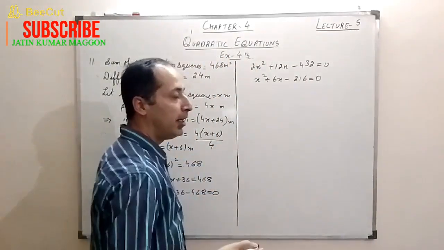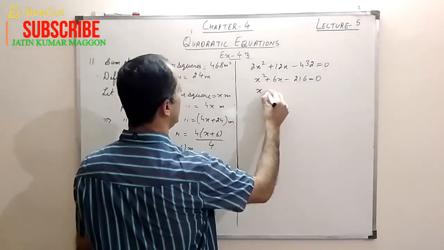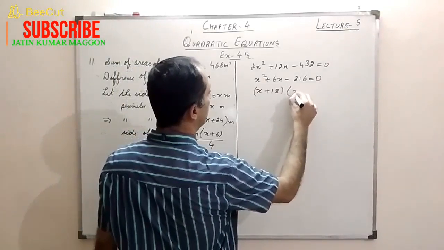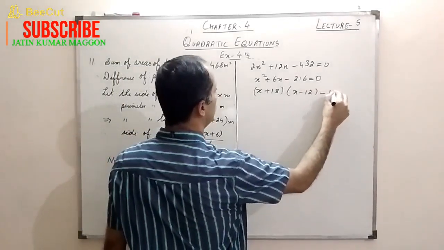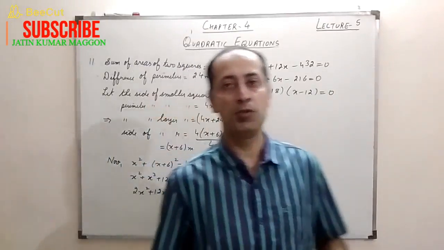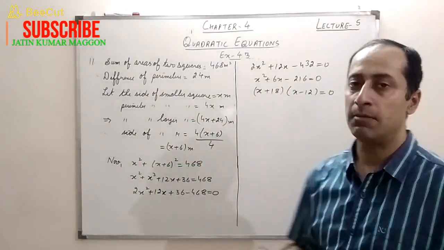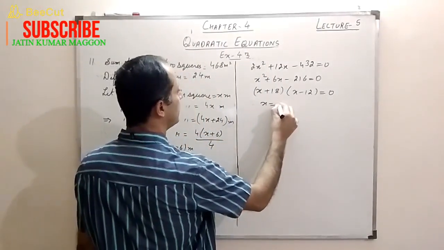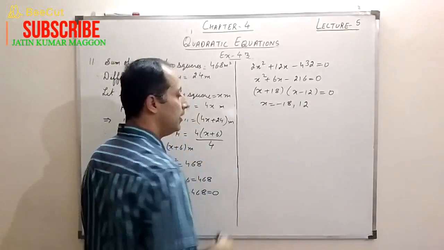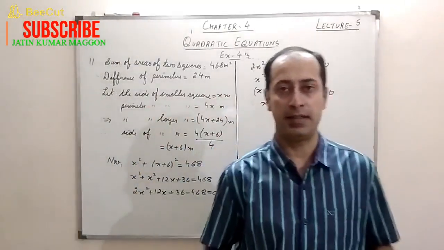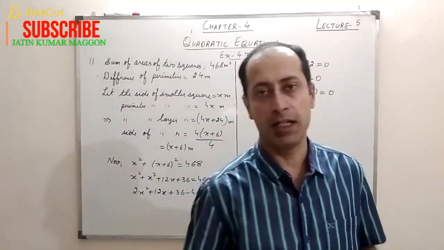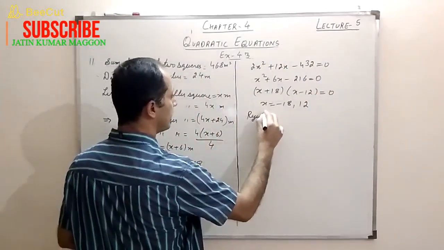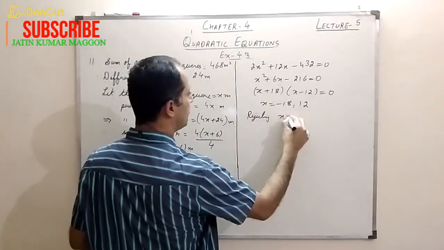So when I split the middle term, I will get x plus 18 and x minus 12 equals 0. So 18 and minus 12 will be the two numbers. You can apply splitting the middle term and simplify it out; I'm just writing the direct answer. So therefore, x equals minus 18 and 12. Now again, it's a question of sides of the square, and the side of a square cannot be negative. So I have to reject one of the values. So rejecting x equals minus 18.